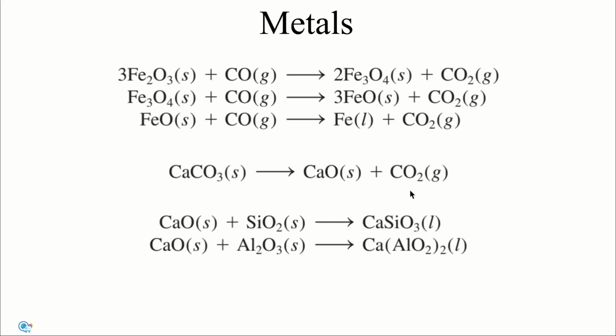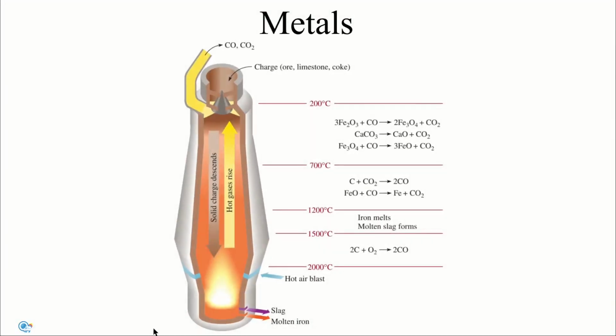The calcium oxide then reacts with the impurities of the iron, which are mostly silicon dioxide, or sand, and aluminum oxide. The mixture of calcium silicate and calcium aluminate that remains molten at the furnace temperature is known as slag. By the time the ore works its way down to the bottom of the furnace, most of it has already been reduced to iron.